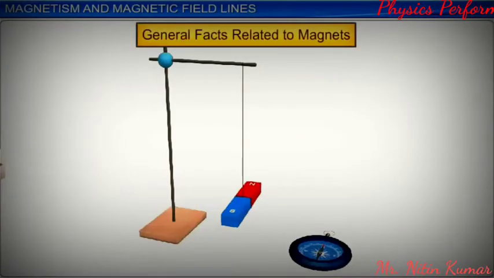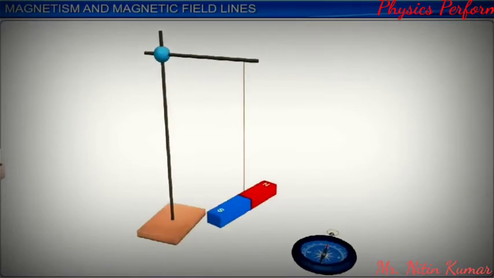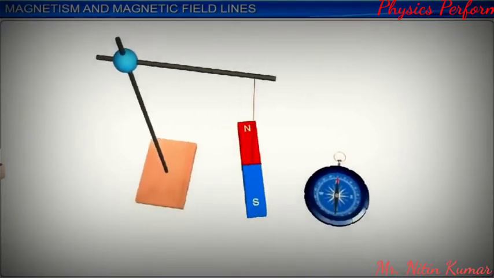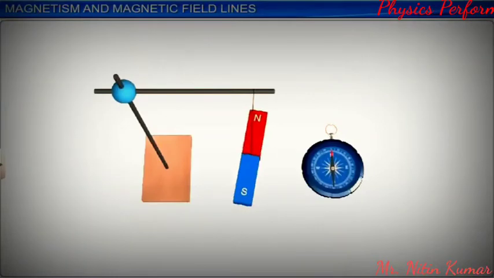Let us start with some general facts related to magnets. A freely suspended bar magnet oscillates for some time and then comes to rest along the magnetic meridian in the direction of geographic north and south.